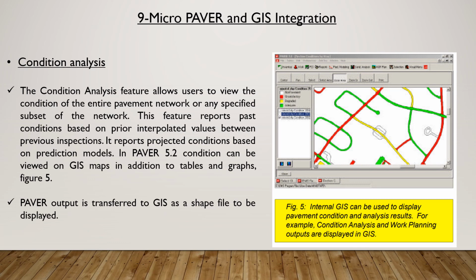Finally, integration between the Micro PAVER program and GIS. It is very useful, especially if you are working on infrastructure projects in the road sector and you need to calculate the PCI for a given network or a given road. There is a very important tool in the Micro PAVER program which allows for integration between Micro PAVER and GIS, where the PAVER output, which is the PCI, is transferred to GIS as a shapefile to be displayed instantly on the map.